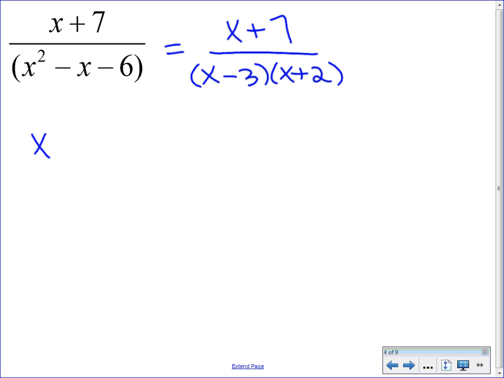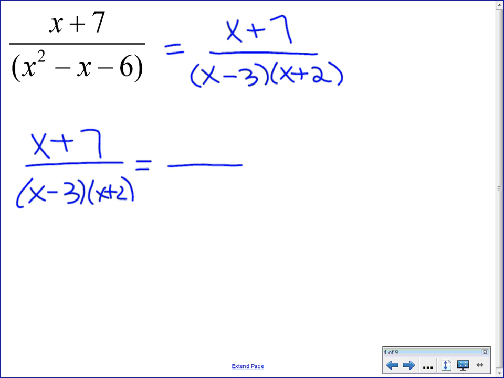So we know that x plus 7 over x minus 3 times x plus 2. Sorry, I'm going to run out of room, so I'm going to write it down here. We know it's going to equal the sum of two fractions, where one of them has a denominator of x plus 3, one of them has a denominator of x plus 2. Now, these are linear denominators, correct? So there's going to be some constant in the numerator, A and B. You don't want to name them x and y. That's not going to help.